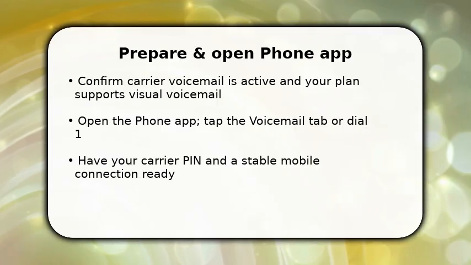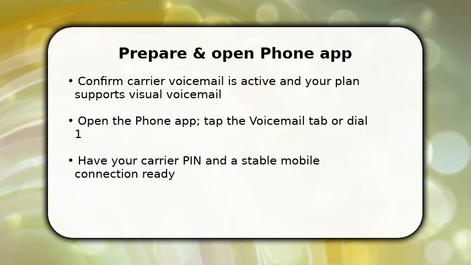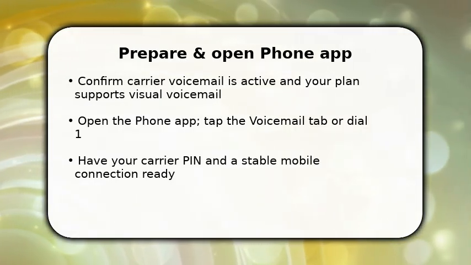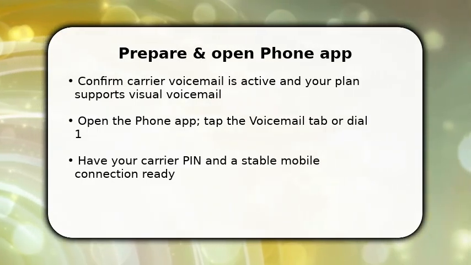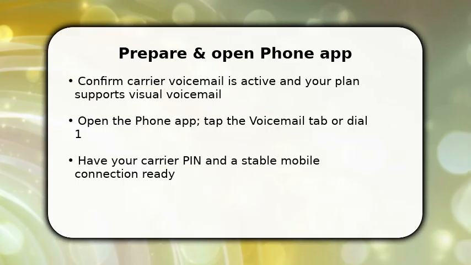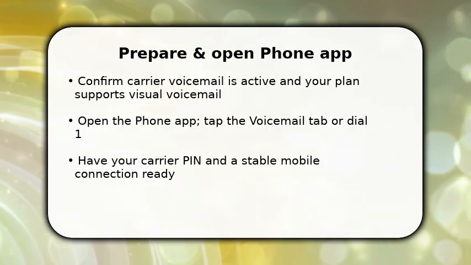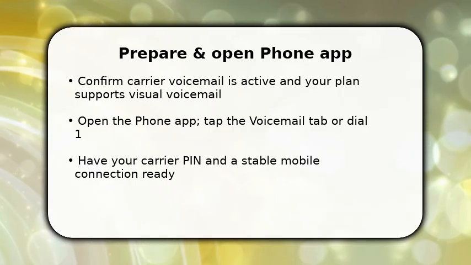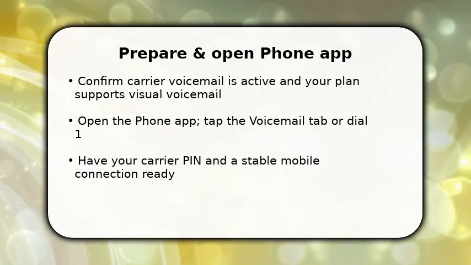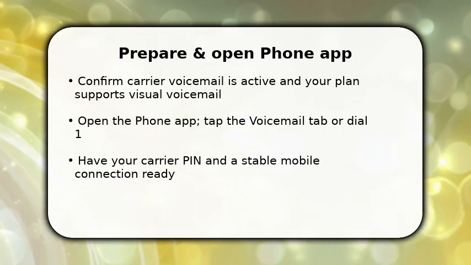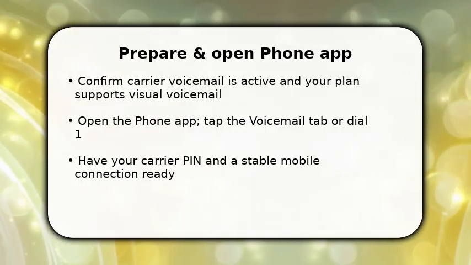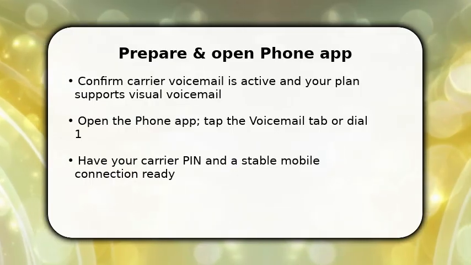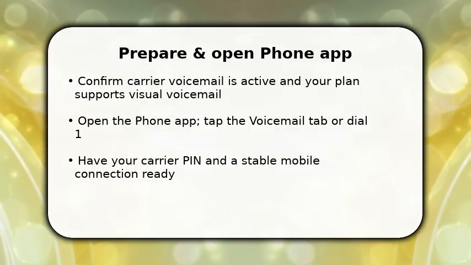You'll start by confirming the essentials. Make sure your carrier voicemail is active and you have a mobile signal. Open OnePlus phone, tap the voicemail tab, or dial 1 to connect. If prompted, enter your carrier PIN. This secures access and links greetings. Once done, press the setup prompts to record a name and greeting. This personalizes how callers hear you. Make sure to keep your PIN handy for future changes so you won't get locked out unexpectedly.